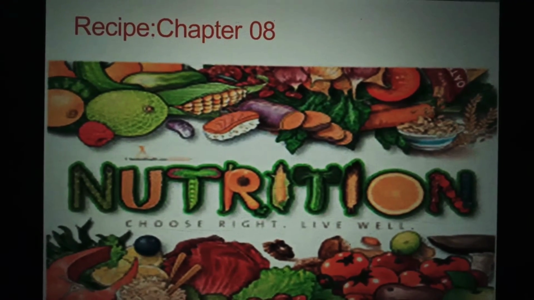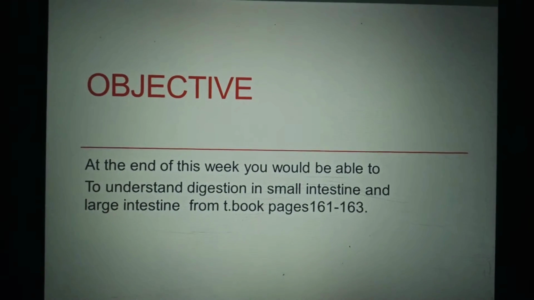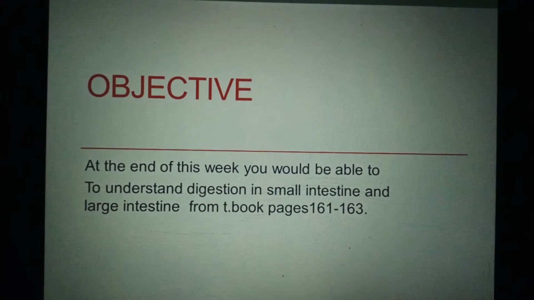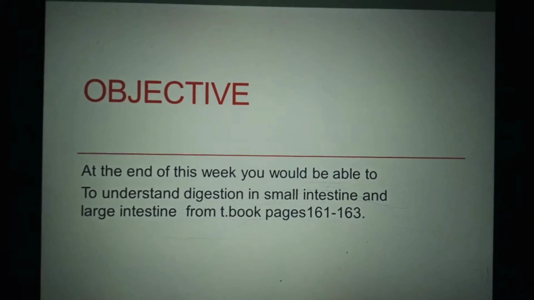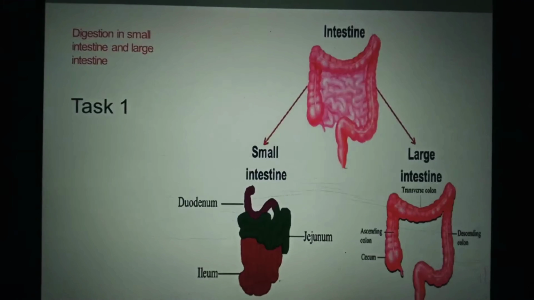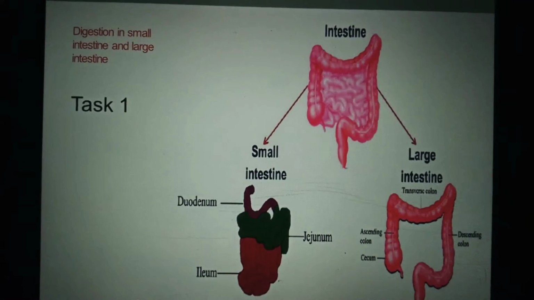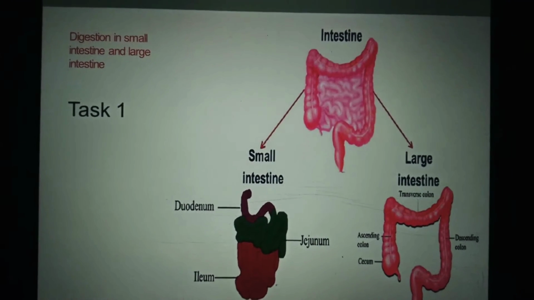The chapter is number 8, Nutrition. The objective is that at the end of this week, you would be able to understand about digestion in the small intestine and large intestine from textbook pages 161 to 163. Task 1 is about digestion in the small intestine and large intestine.